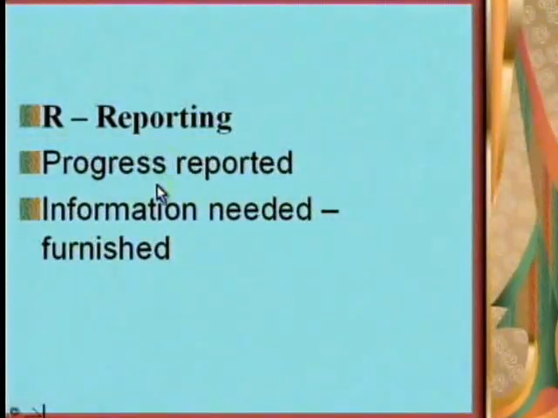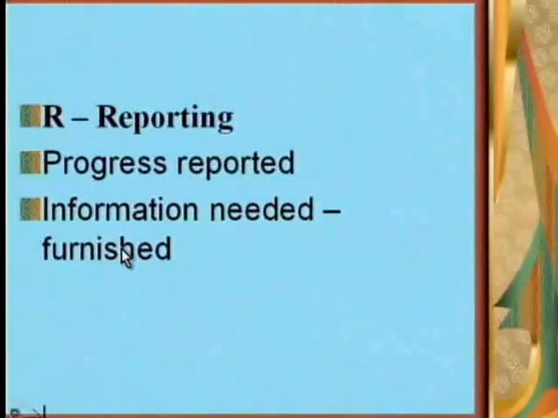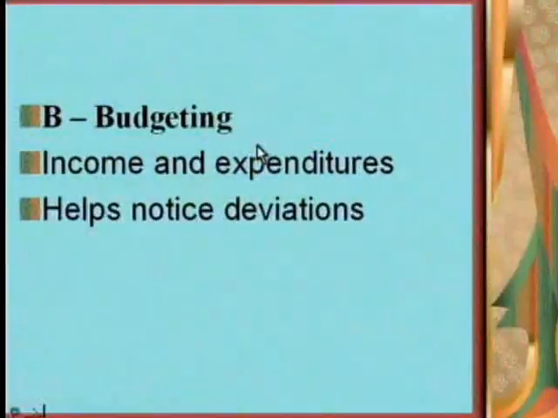Customers decide the sales figures, and the production department will try to escalate their figures to show their annual targets, but here there won't be any coordination. Hence proper coordination will solve the problem. R is reporting. So a reporting mechanism must be there. Progress is reported and information needed must be furnished to the management. Reporting is essential.